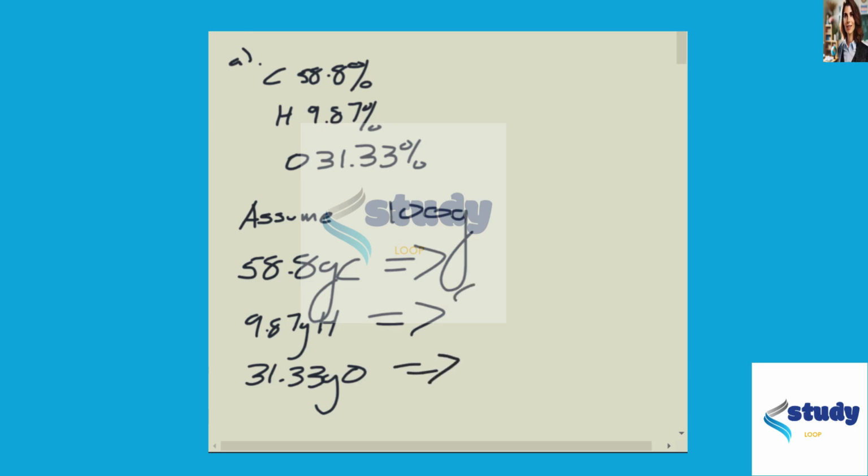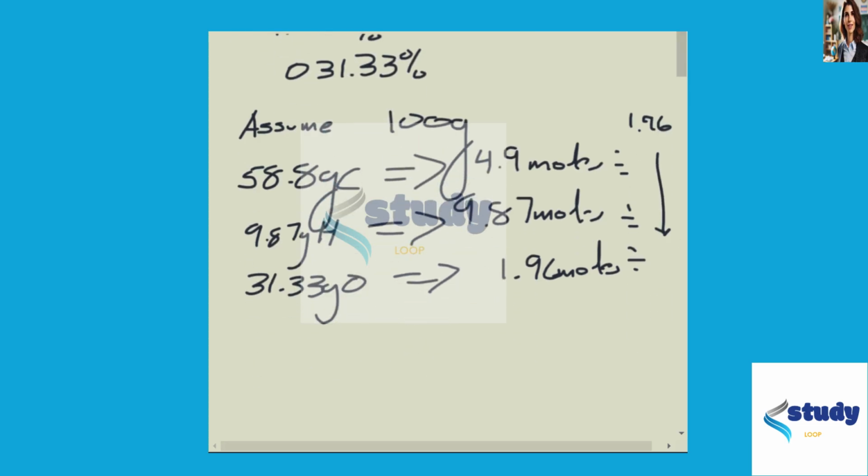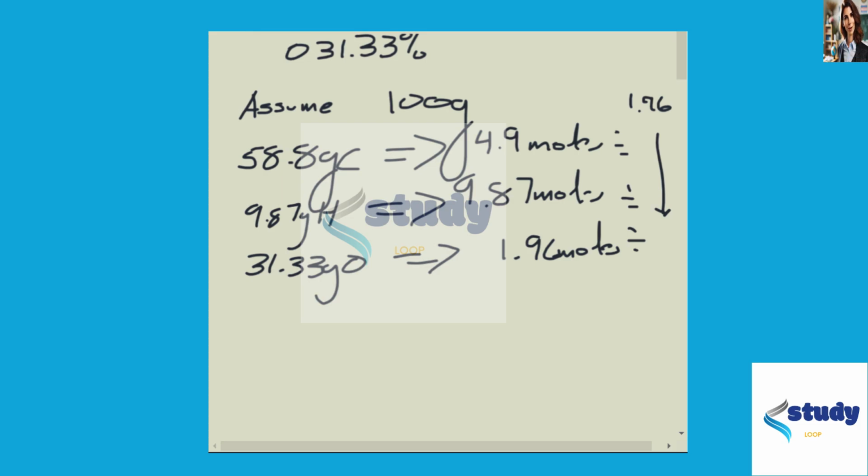So 9.87 grams is about 9.87 moles of hydrogen. In terms of carbon, that would be about 4.9 moles, while for oxygen, this would be about 1.96 moles. So we would like to divide by the smallest value, so we'd be dividing by 1.96. And as a result, 4.9 divided by this, we find C is about 2.5, while 9.87 divided by 1.96 is about 5, and O would be 1.